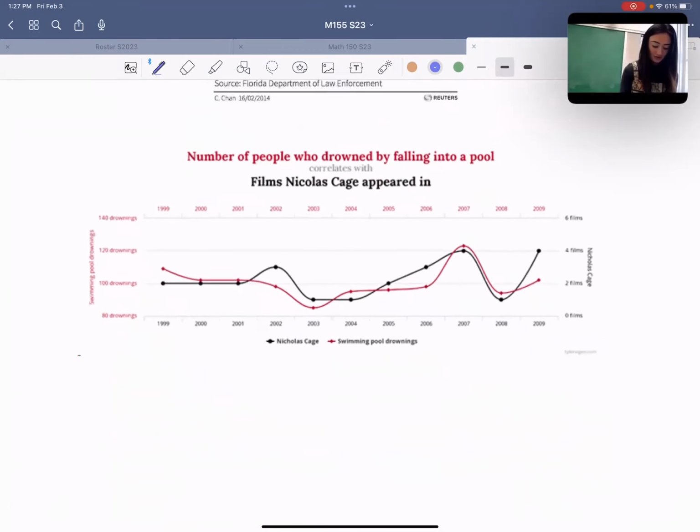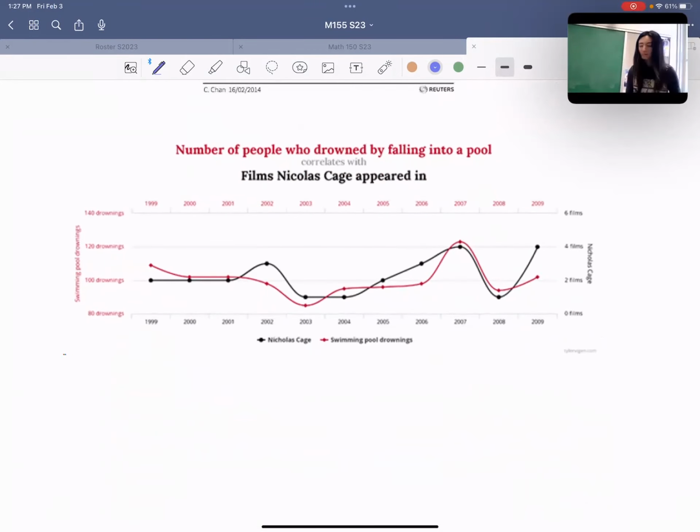This is a little bit more famous. This is an example of something called correlation. So correlation happens when you put two sets of data, like two graphs on top of each other, and it looks like they follow the same pattern. Okay, so if you look at this graph, gee, thanks, Nick Cage. Looks like you made people drown by falling in a pool based on how many films you've been in, right? Well, the thing about correlation is it doesn't imply this thing that we'll talk about later called causation.